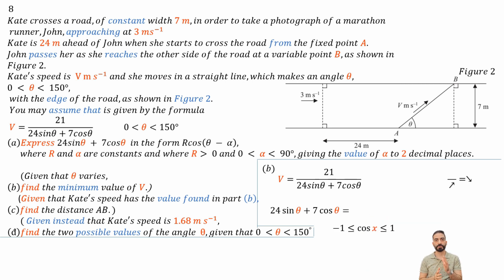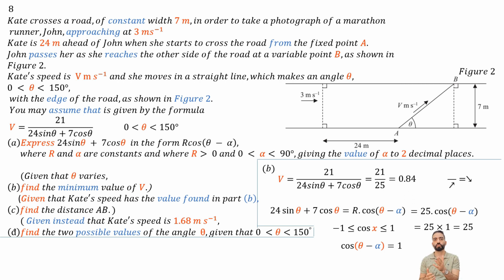We can benefit from part A. It is 24 sine theta plus 7 cosine theta equals r cosine (theta minus alpha), which is 25 cosine (theta minus alpha). We know that the largest possible number we can get for the cosine is 1. So we must put 1 in place of the cosine because we want to get a larger number in the denominator. So the denominator becomes 25, and in this way, we get the answer for v, which is 0.84.